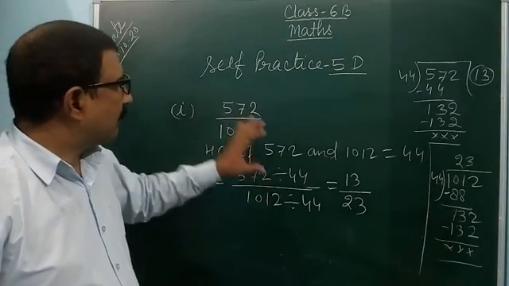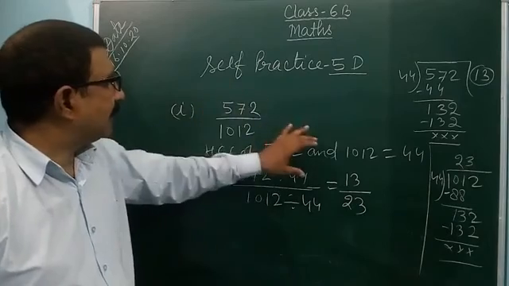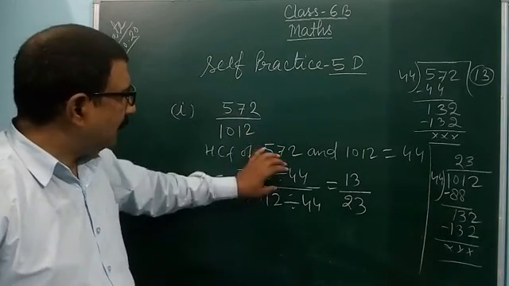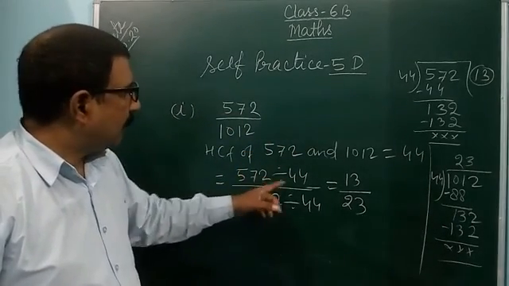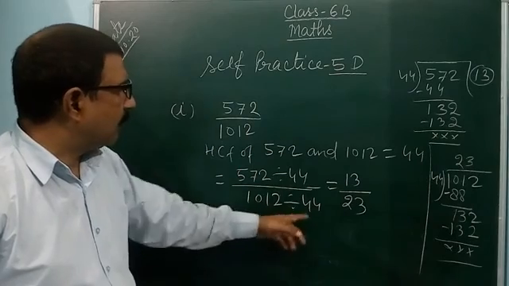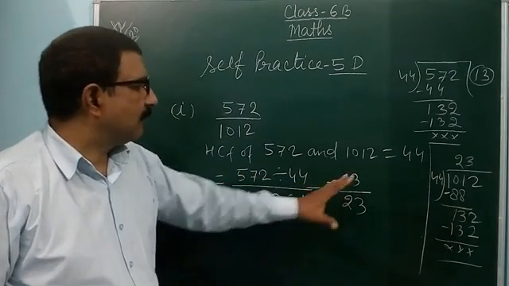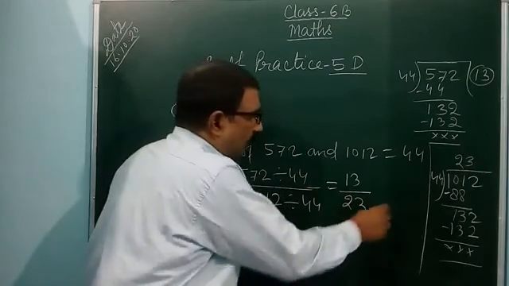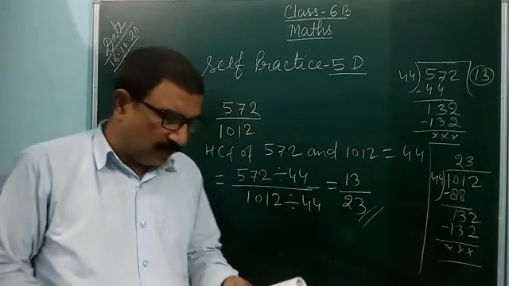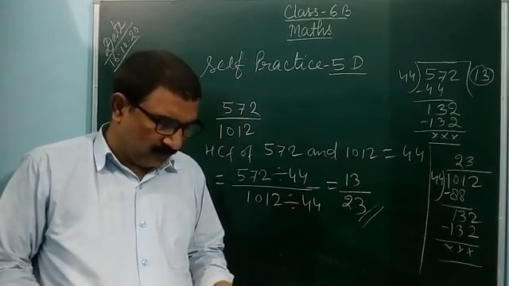After finding out HCF, you can divide the numerator and denominator by the HCF, like that. 572 divided by 44 and 1012 divided by 44. So if you are dividing, you can get 13 by 23. It is the answer and it is now in the lowest term. By this way, you can do this question.